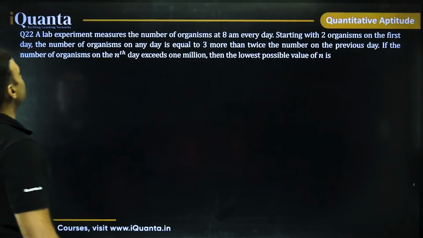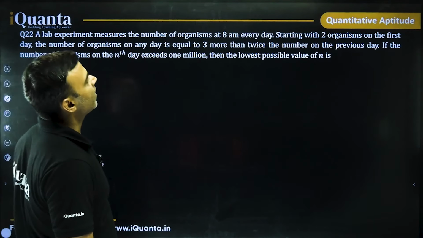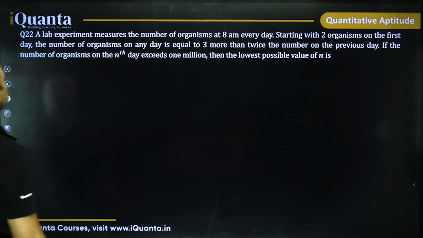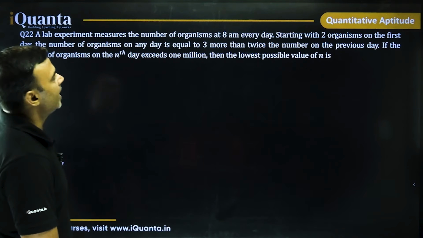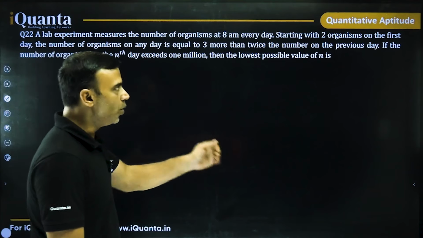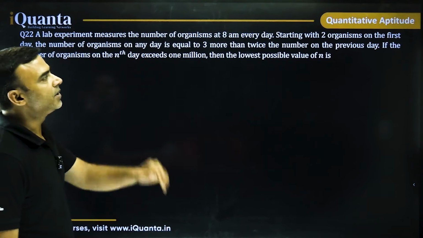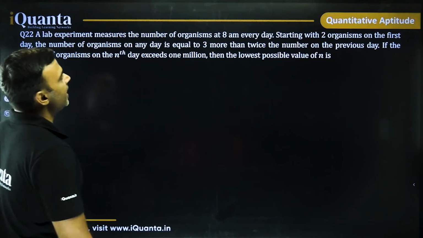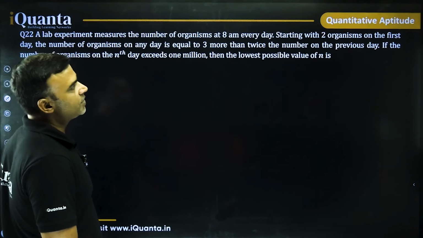The question says, a lab experiment measures the number of organisms at 8 a.m. every day, starting with 2 organisms on the first day. The number of organisms on any day is equal to 3 more than twice the number on the previous day. If the number of organisms on the nth day exceeds 1 million, then the lowest possible value of n is?